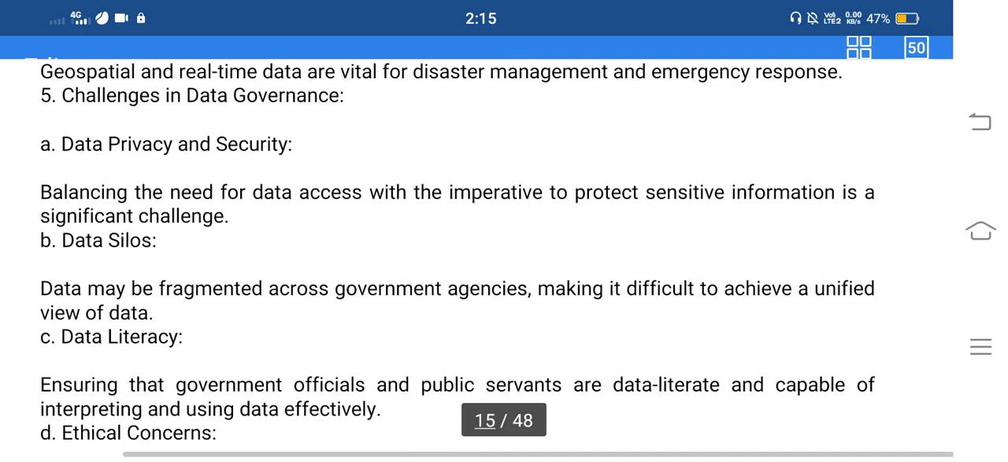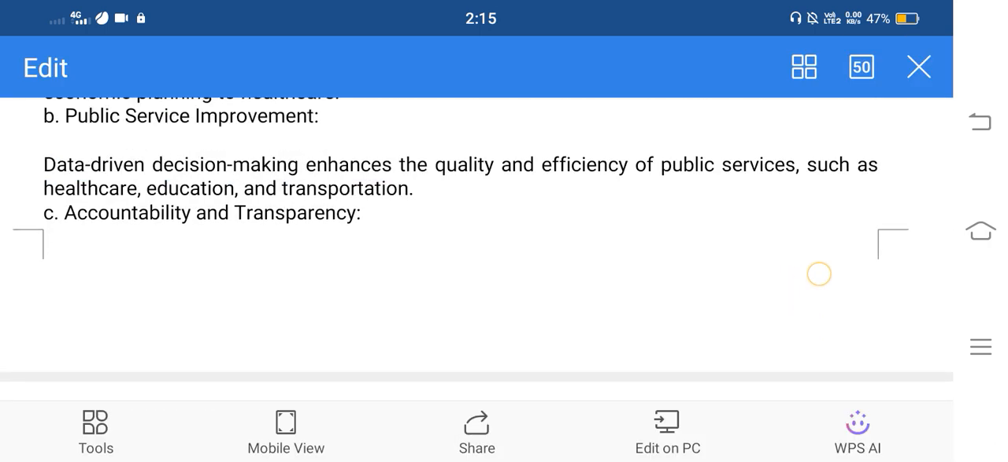So these are some important points related to data and governance.